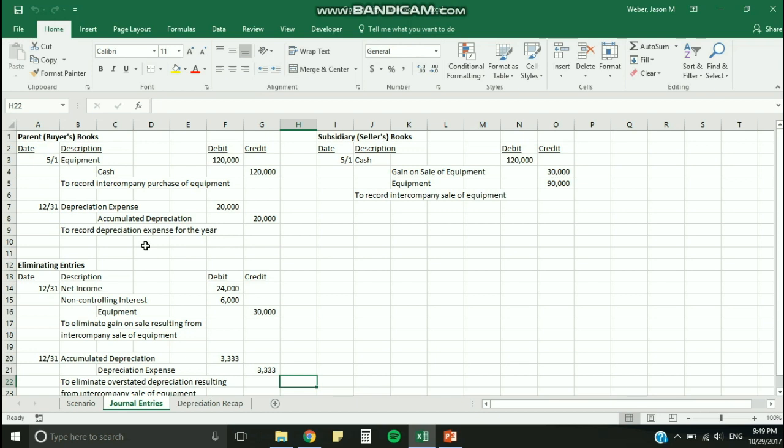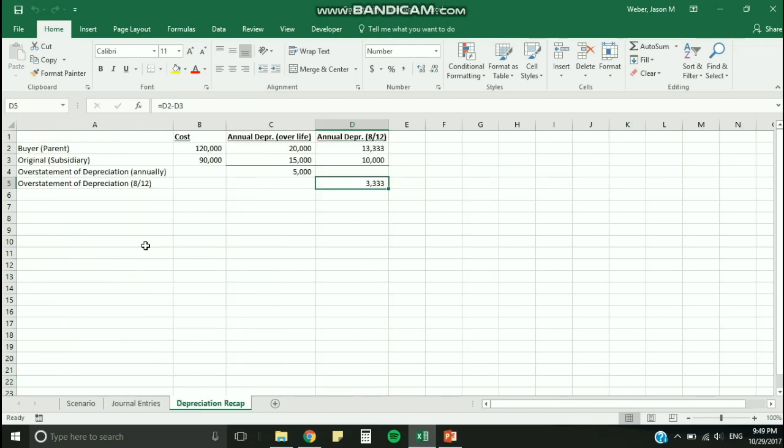So before we get into the eliminating entries, let's look at the Depreciation Recap tab to get a better idea of how we're treating depreciation in this problem. Okay, so now here on the Depreciation Recap tab, we can see what's going on with changes in depreciation. Here we can see that the parent's cost was $120,000, while it was being carried on the subsidiary's books for $90,000.